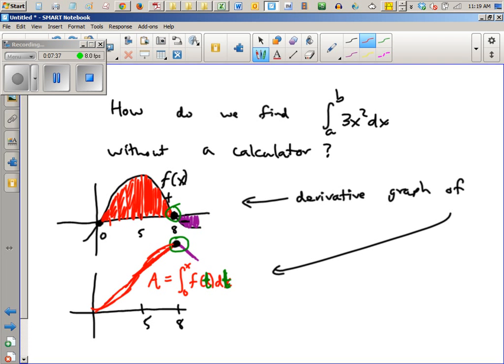And this appears to be a function, and this appears to be its derivative. Okay, so that's not a proof of any kind, but it seems that area has something to do with anti-differentiation. Is your hand up? You have a question? Okay. All right, so that's just a little clue, you know.